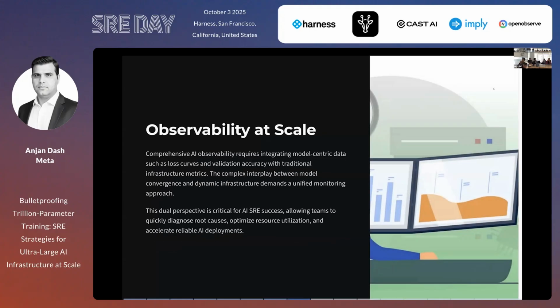Okay, so we got our distributed running stack, we got our checkpoint, so everything is running. Now we want to see whether our training is actually happening. Because just updating some parameters is not the end goal, right? The end goal in machine learning is that we have to measure the loss curve. We have to make sure that the loss curve is converging, right? To do that, we have to observe what's going on here. So comprehensive observability is required.